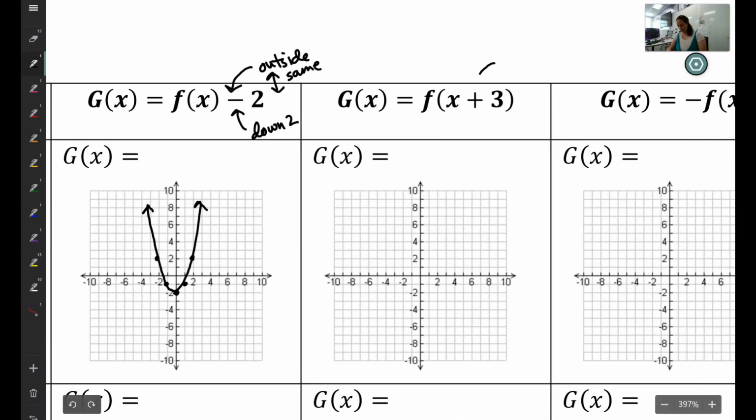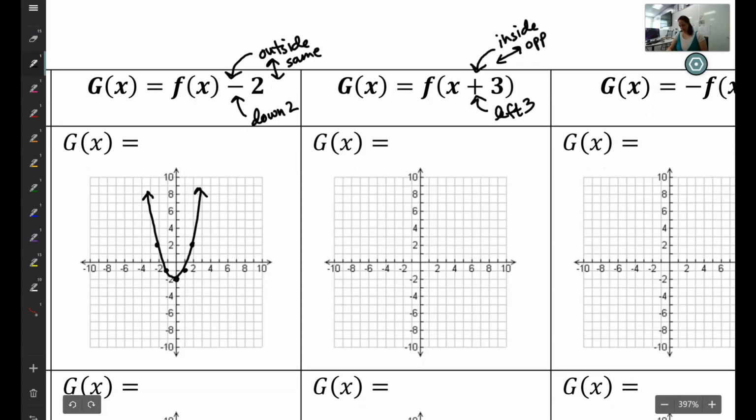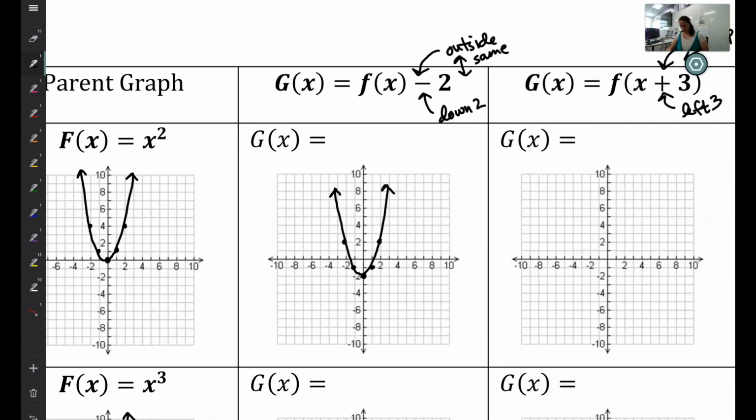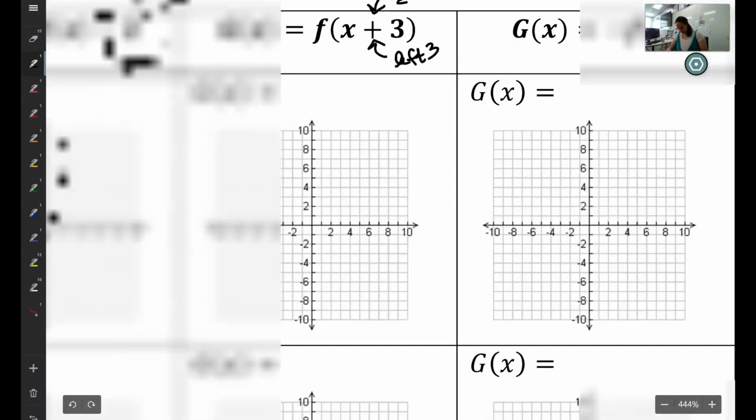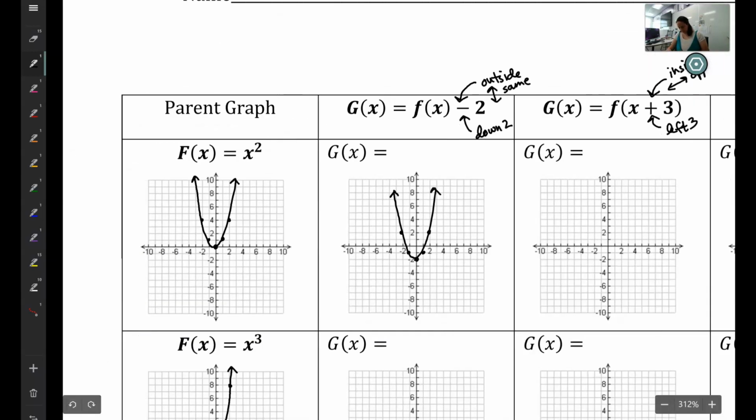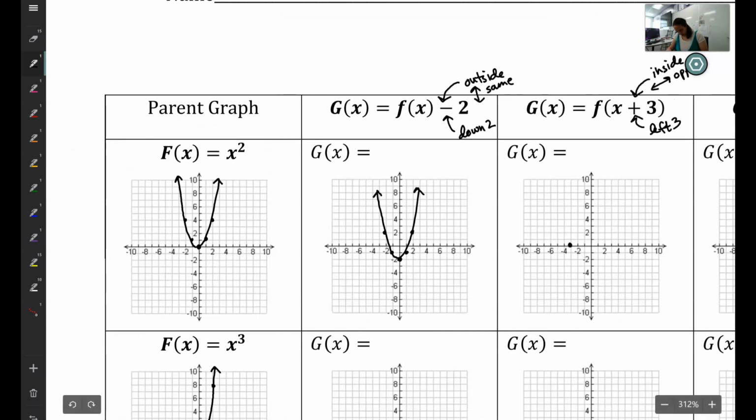Do this example. Now that +3, that's on the inside. So that means we're going to move left and right and opposite what we think it should be. So that positive is going to be left 3. So once again, take all those points from the original, but now I'm moving them all left 3. Should get something like that.